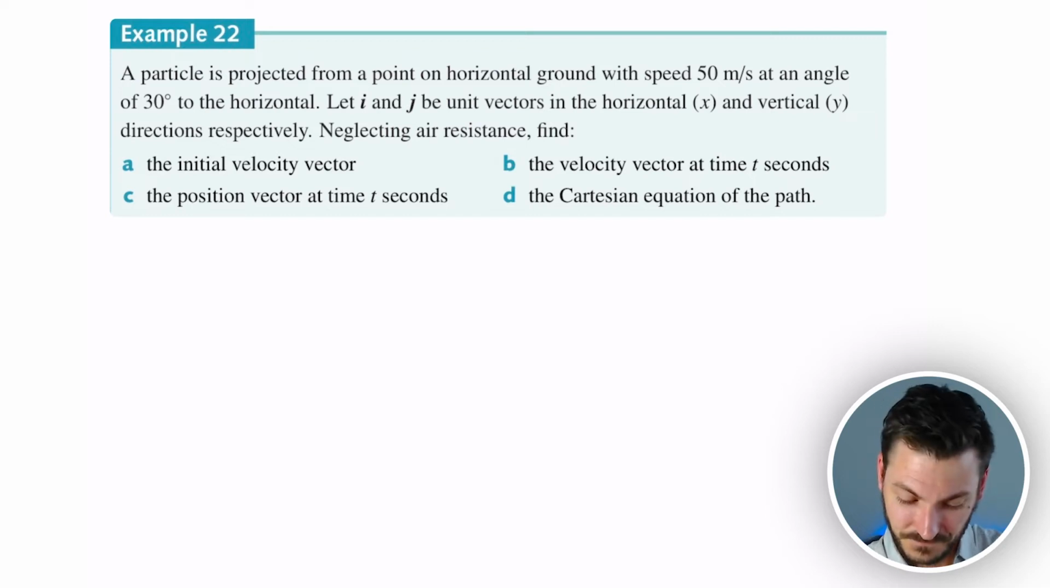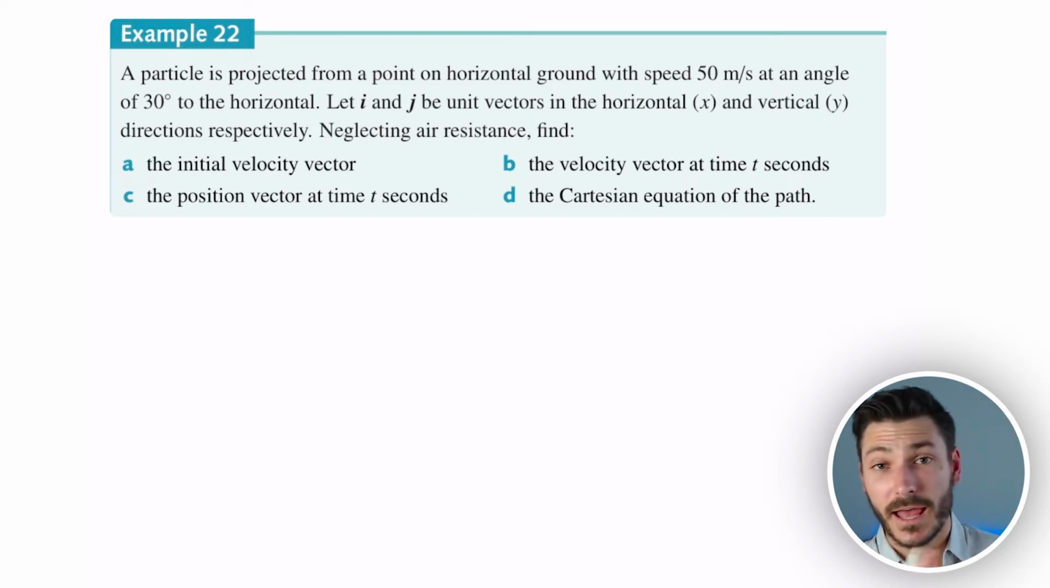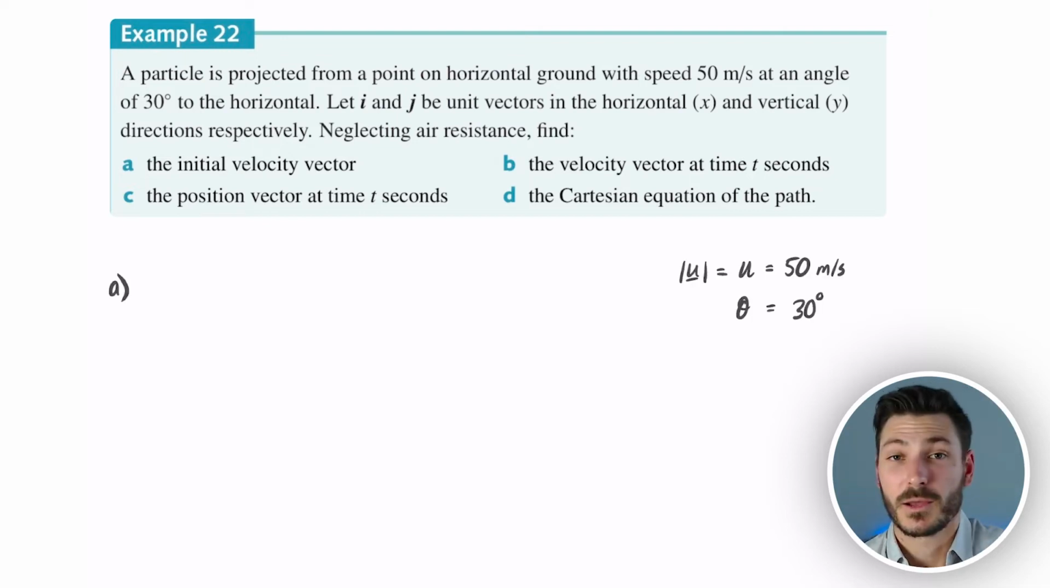Let's keep going. So here we've got a particle projected at a certain angle with the plane, or the x-axis, and it's projected at a velocity of 30 meters per second. So let's put that information down. With all that information down, we need the initial velocity vector.